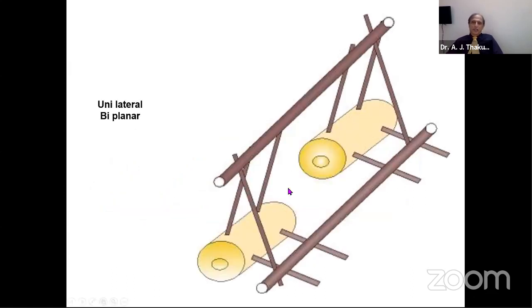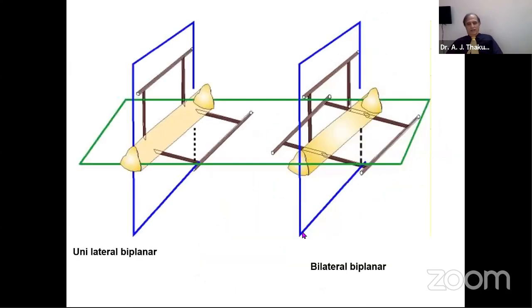This is unilateral and biplanar. We have only single rods, but in two different planes. There is nothing going across like this, so it's not bilateral. It is one rod here, but in different planes. So two rods are connected here. This kind of frame makes the strongest configuration in the present condition: the unilateral biplanar frame. We just discussed that, and this is bilateral biplanar.